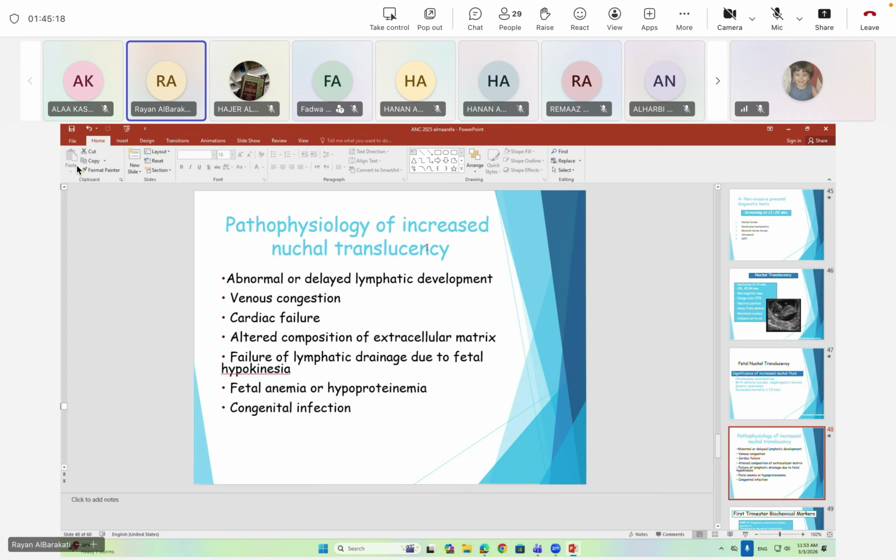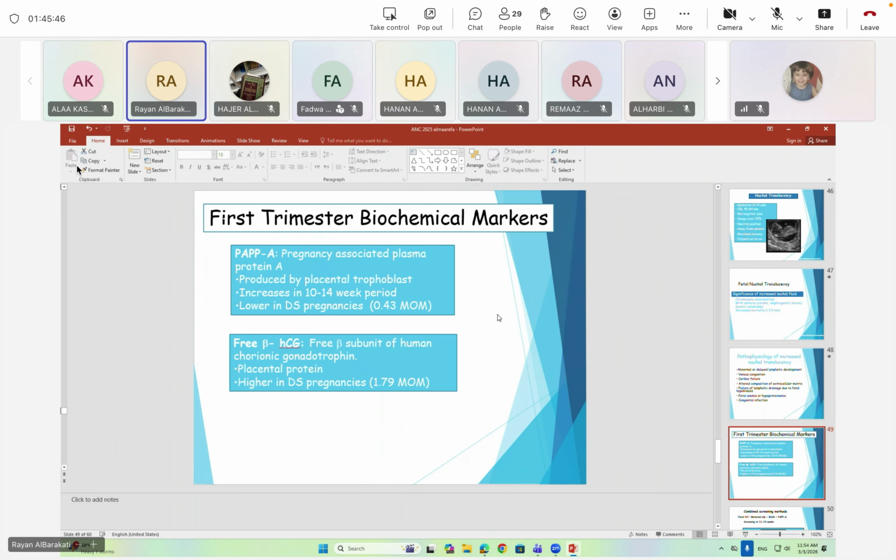What is the pathophysiology of increased nuchal translucency? There is abnormal or delayed lymphatic development, or venous congestion, or cardiac failure. The altered composition of extracellular matrix can lead to failure of the lymphatic drainage due to fetal hypokinesia, fetal anemia or hypoproteinemia, and lastly congenital infection. All this can be causes for having a high, abnormal, or thick nuchal translucency.